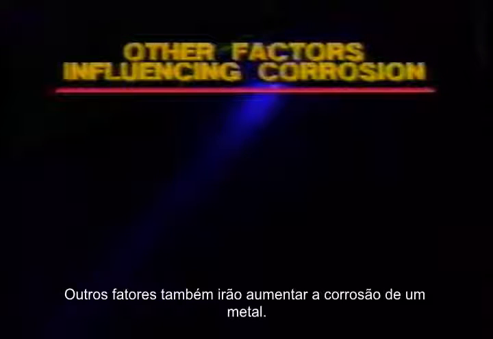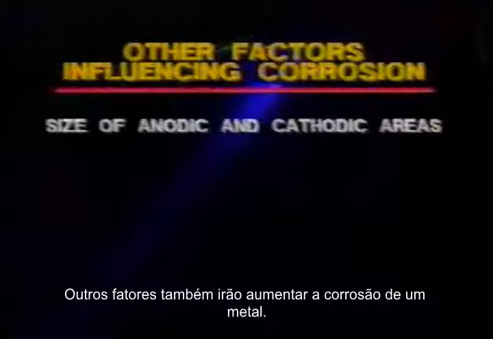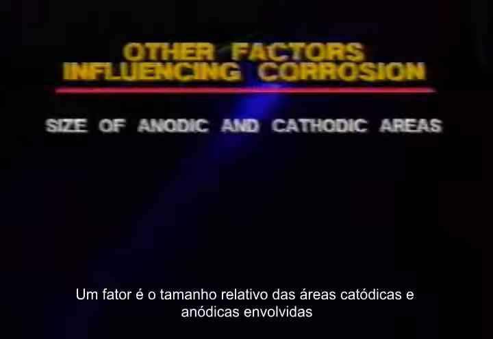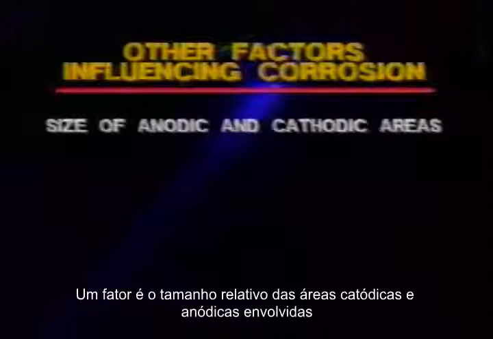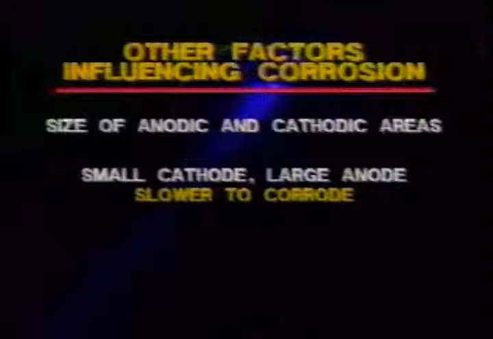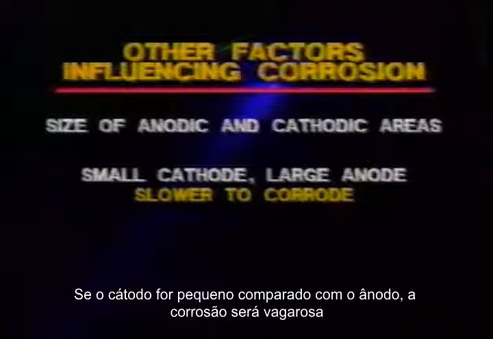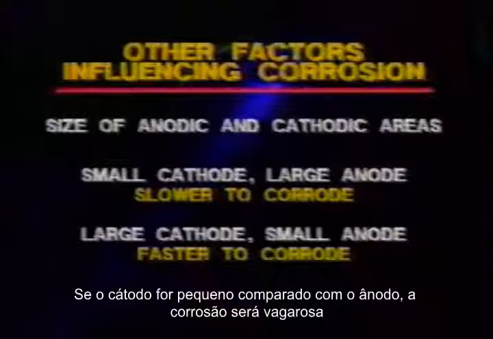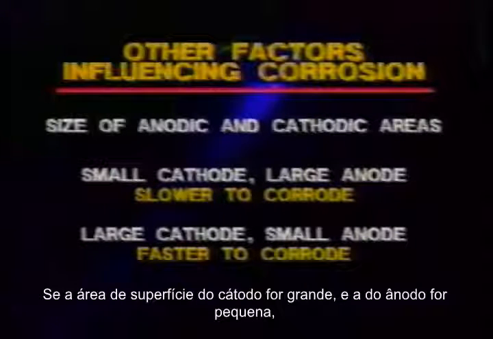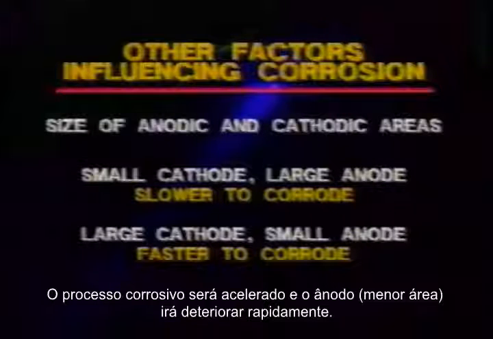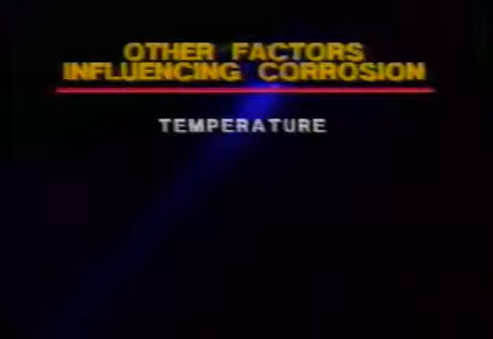Other factors will also increase the corrosion of a metal. One factor is the relative size of the anodic and cathodic areas involved. If the cathode is small compared to the anode, corrosion will be slow. If the surface area of the cathode is large and the anode small, the corrosion process will be accelerated and the smaller anode will deteriorate quickly.